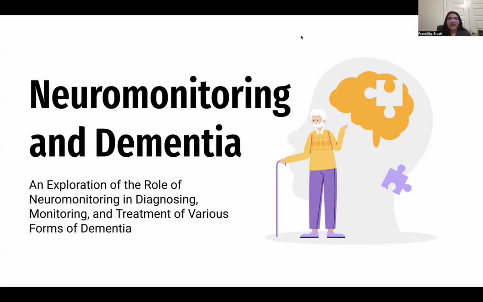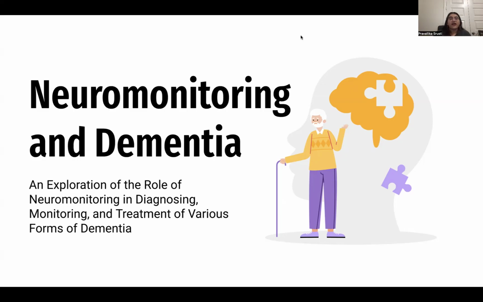So I wanted to look at that and look at the progression of the use of neuromonitoring throughout the beginning to end of understanding and treating a disease. So, for example, in this case, dementia and just the general dementia.